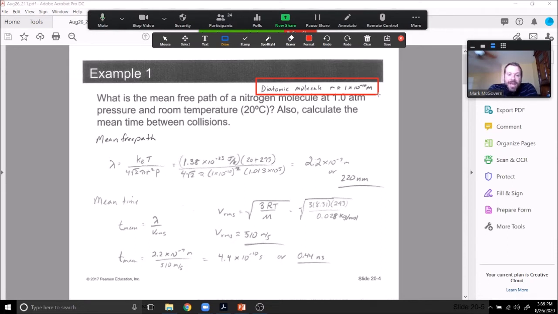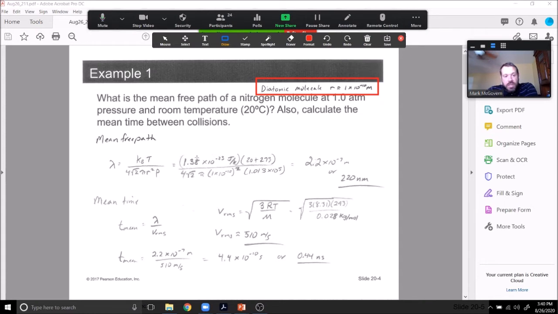All right. We have the pressure. We have the room temperature. Now, I have two different expressions for my mean free path: one that involves volume and number of molecules, and one that involves temperature and pressure. Which one do I use? You use the one where you have the most information. I don't have the volume or the number of molecules, but I do have the temperature and the pressure. So I'm using my kT over P expression.